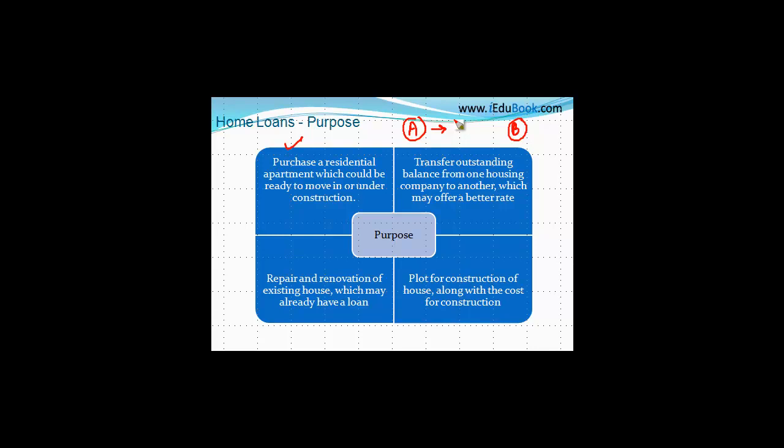So then what you will think is that, okay, there's no problem in switching over a loan from one company to the other. So let me transfer my outstanding balance. Outstanding balance is basically the loan amount which you have to pay to this company, from one housing company to the other, which may offer a better rate or a better deal. The only thing you need to be careful here is that in most of these cases, these banks, in order to discourage and ensure that customers don't transfer the balance, levy a prepayment penalty.